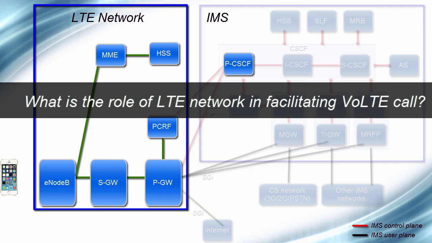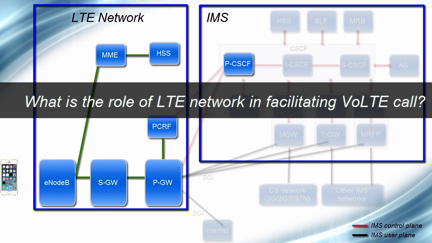What is the role of the LTE network in facilitating a VoLTE call? See, the main job of the LTE network is to provide IP connectivity to the UE. The UE uses this IP connectivity to exchange SIP messages and user plane data with the IMS network. Let me explain how it is done.